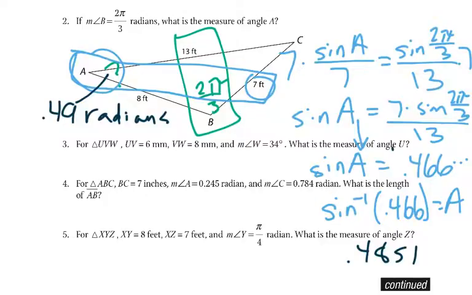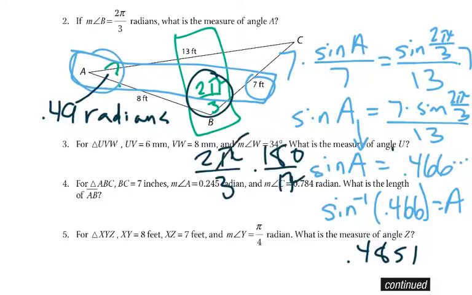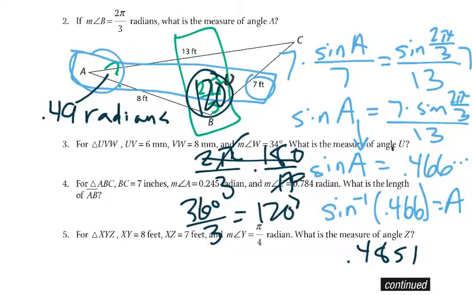Okay, if we wanted to, we could turn both of these into degrees, like 2 pi over 3 times 180 over pi. Pi's cancel. 2 times 180 is 360, divided by 3 is 120. So that would be 120 degrees. In 0.49, we go 0.49 times 180 divided by pi.